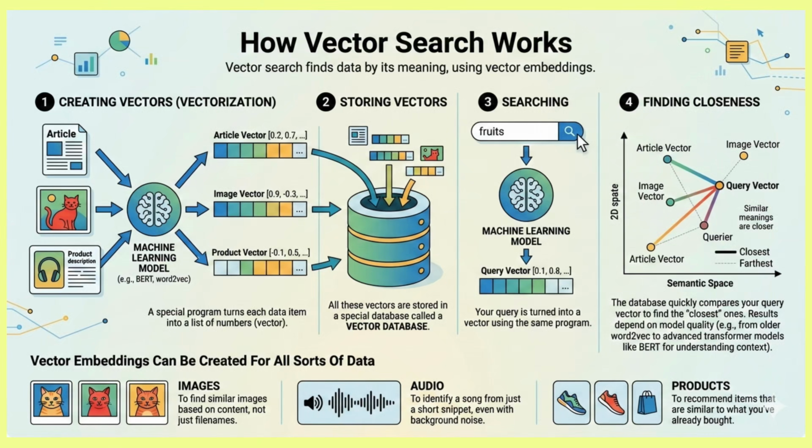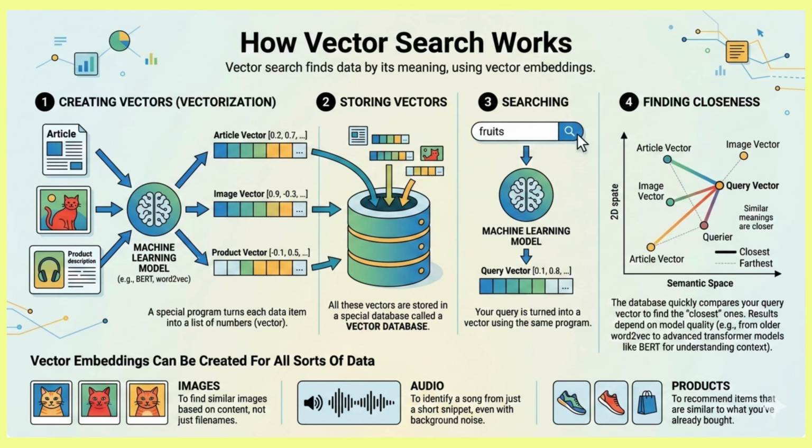So how does vector search basically work? Vector search is the process of finding data by its meaning using vector embeddings. Here's a simple breakdown of how it works. A special program or a machine learning model takes each item of data, like an article, image, or product description, and turns it into a vector, or a list of numbers. This is called vectorization. Then all these vectors are stored in a special database called a vector database.